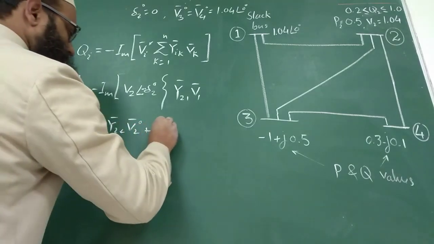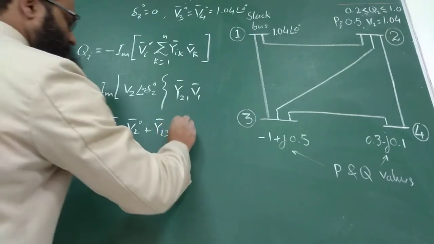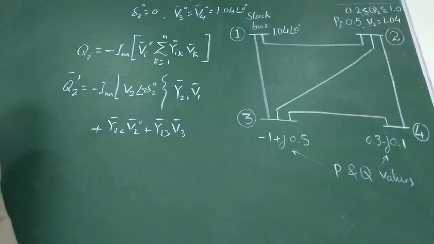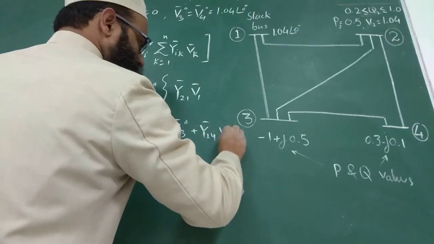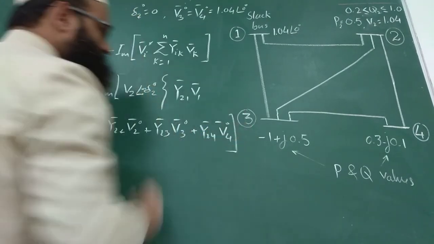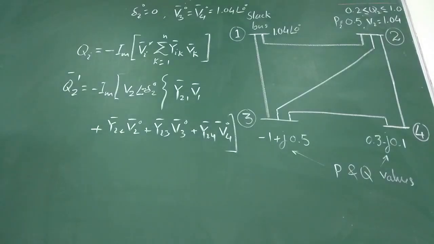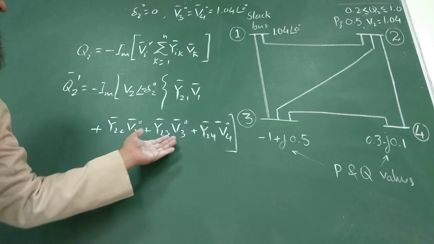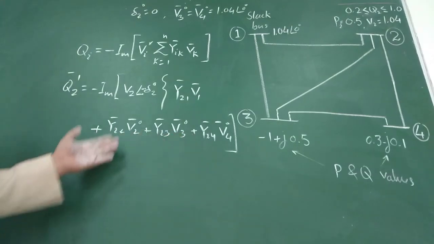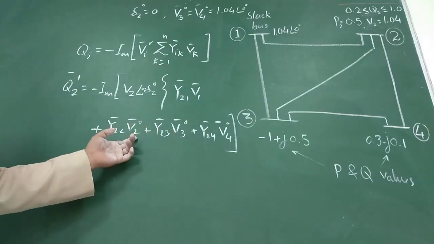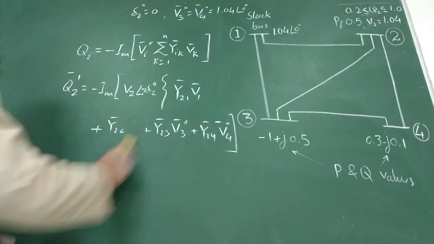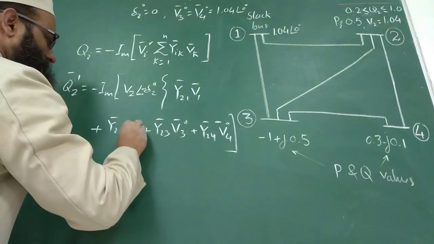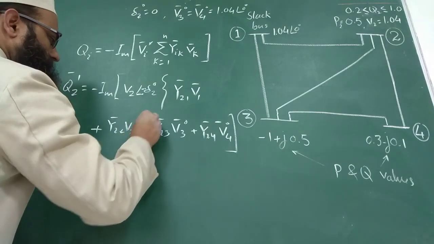Plus Y23 V3(0), plus Y24 V4(0). Any doubt? Is it fine? So you know the values of Y21, Y22, Y23 and Y24, and you have assumed the initial values of V2(0), V3(0), V4(0). So instead of writing V2(0), we may write V2 magnitude, angle delta 2(0).